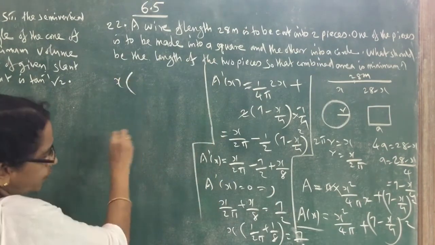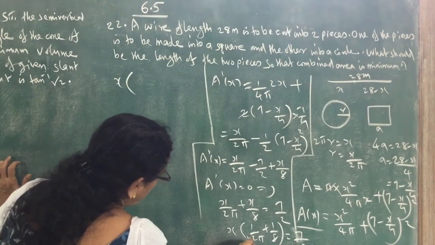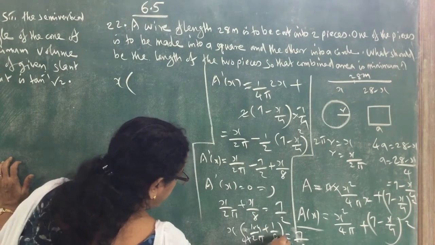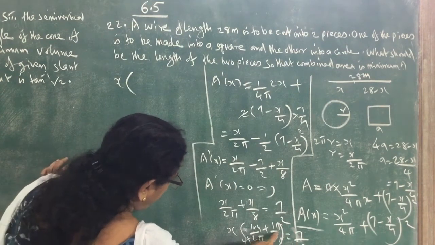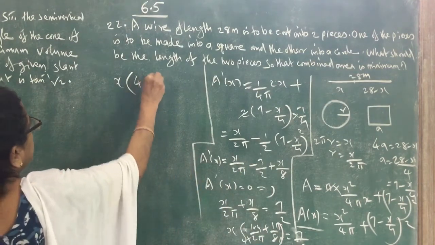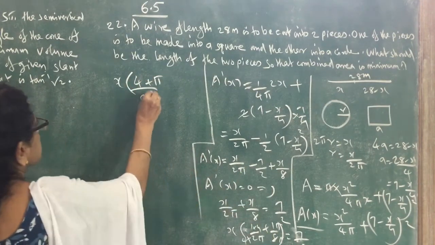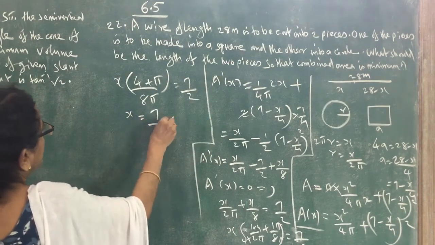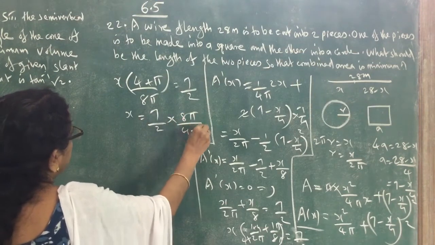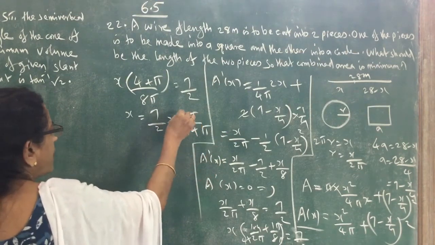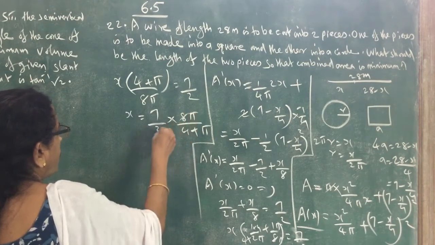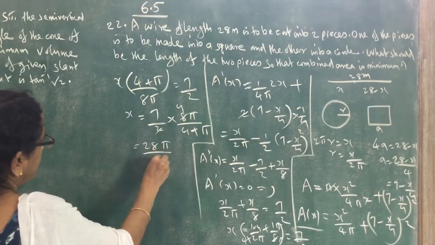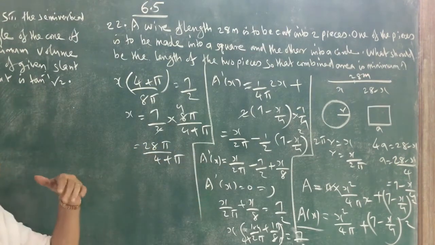Here we can multiply with 4 and here multiply by pi. So what we get is 4 plus pi divided by 8 pi, equal to 7 by 2. So x equal to 7 by 2 into 8 pi by 4 plus pi. Cancel, this 4 into 7 is 28. So 28 pi by 4 plus pi. So we got x. So that is the length of one piece.